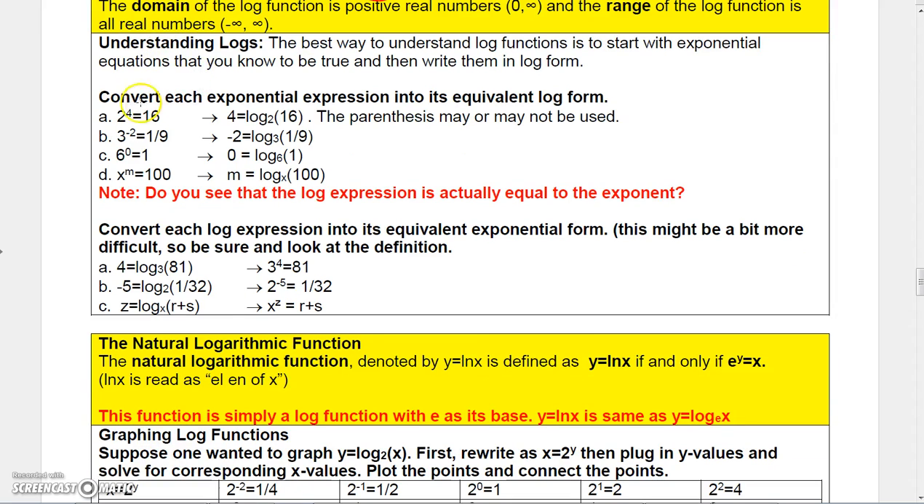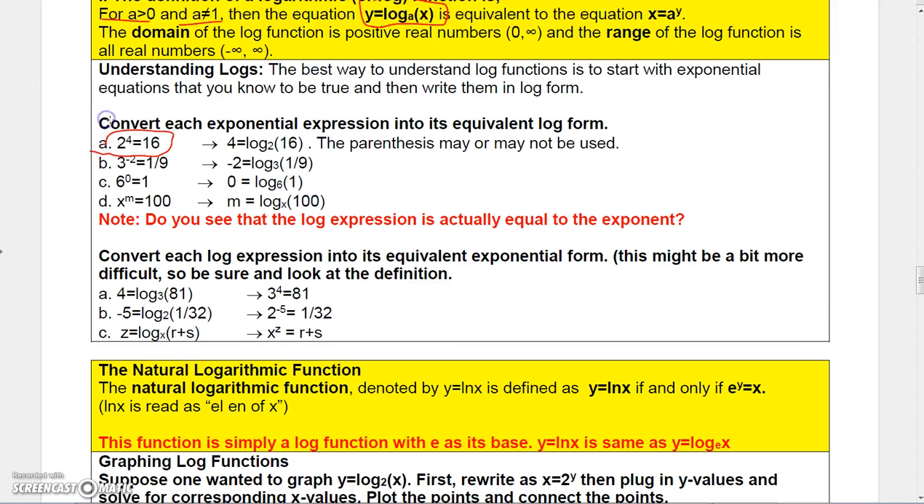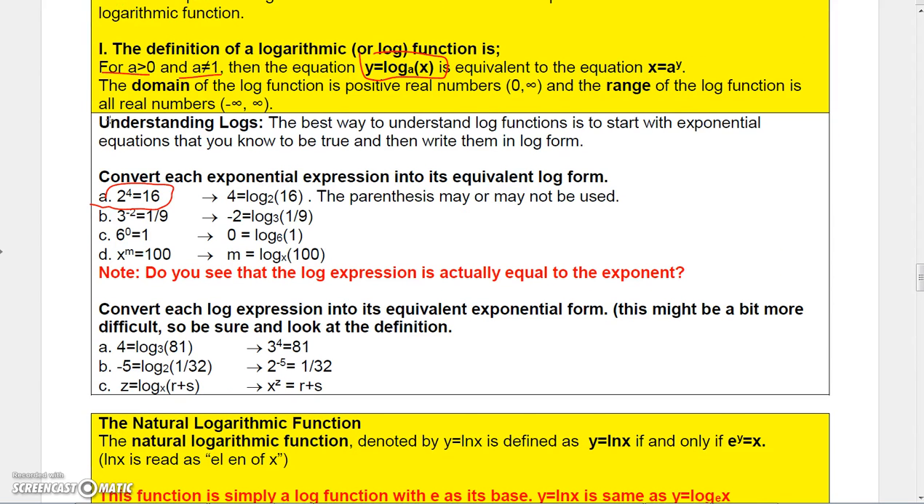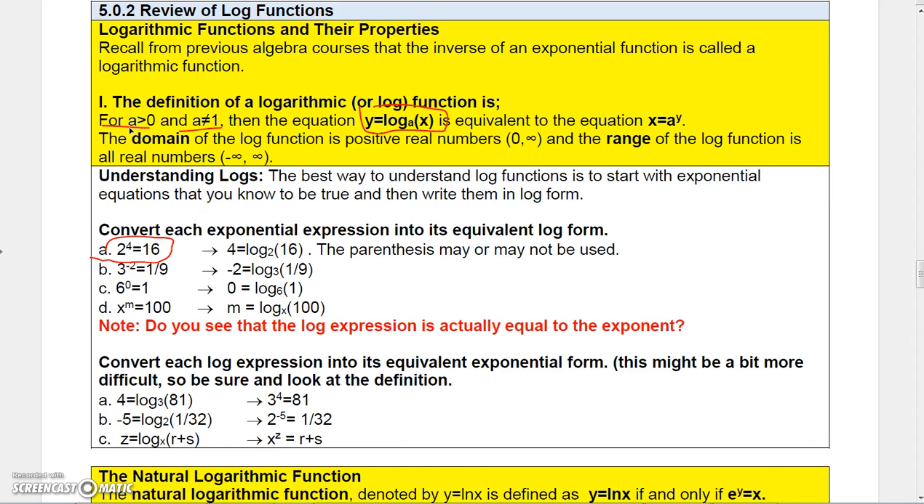To understand logs, one of the things you might want to do is be able to write the log in exponential form. So log form and exponential form look kind of like this, to convert exponential form to log form and log form to exponential form. I just realized I don't have the actual relationship on here, so let me give it to you. Okay, so these two expressions mean the same thing.